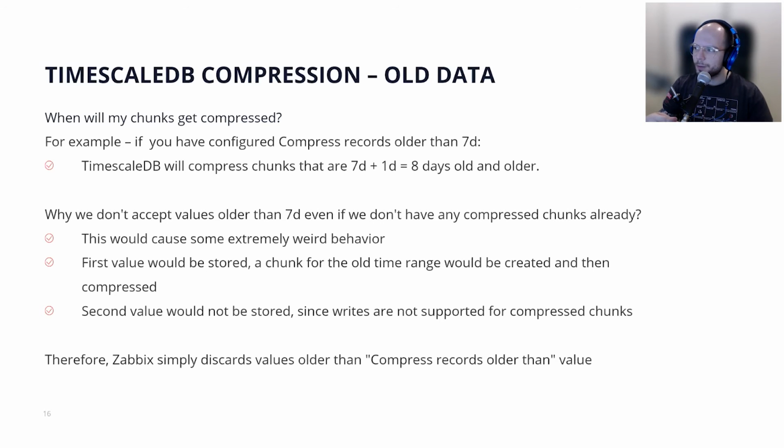So this would cause some really weird behavior. Let's say I'm sending old values to Zabbix, and think of them as packets. I send value number 1. I store it in a chunk that's older than 7 days, and that means that I instantly have to compress it because it's older than 7 days. That means the second value, or any upcoming value, will be discarded because the chunk already exists. And once chunks are compressed, they are read-only. So that doesn't make sense. We would be storing only one value in our compressed chunks.